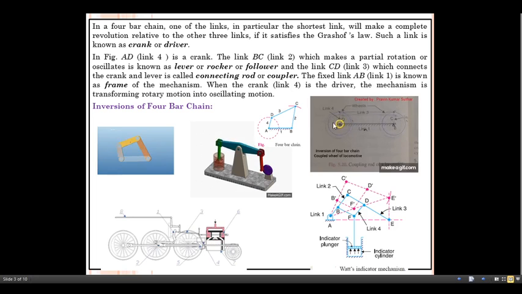Okay, this is about the next inversion, or application, of the 4-bar chain. The next one is nothing but the Watt indicator mechanism. Another name given for the Watt indicator mechanism is the double lever mechanism. The Watt indicator mechanism consists of 4 links.